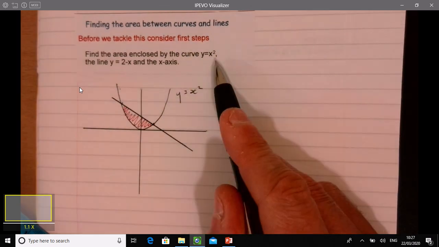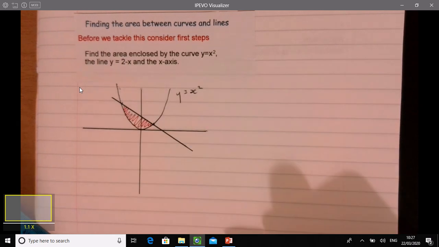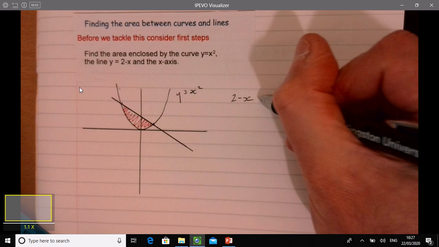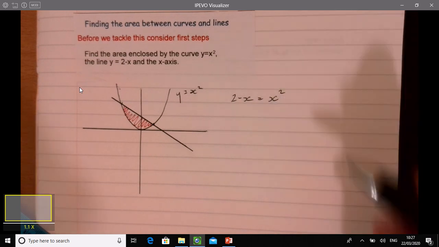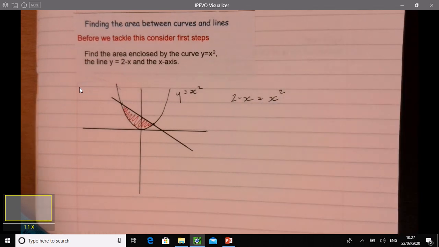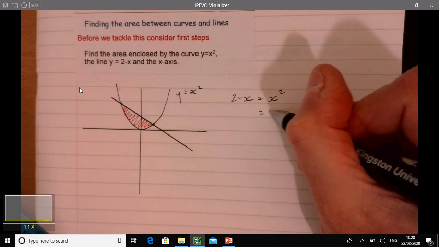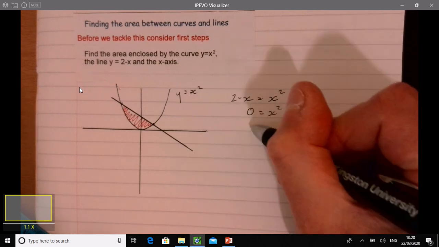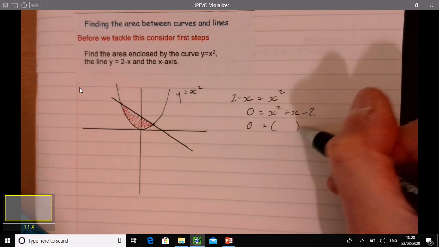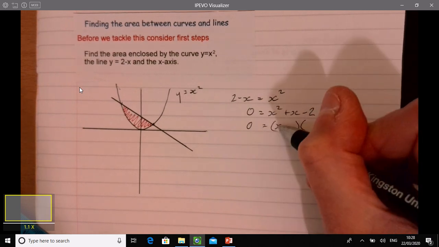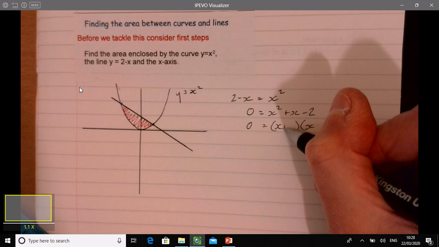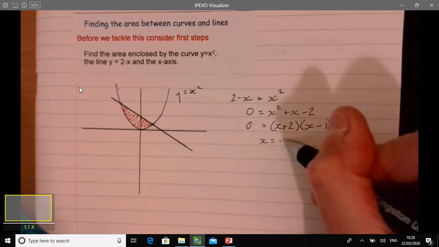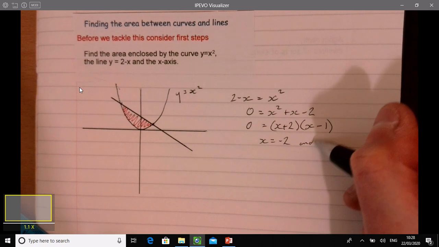Okay, so it says y equals x squared, y equals 2 minus x. So therefore, we can simply write down 2 minus x equals x squared. Okay, and just a simple quadratic, we can solve this. So set it equal to 0. And let's always try and have a look, see if we can factorise it first. Okay, seems to work quite nicely, this one. So plus 2, minus 1. So the solutions are x equals minus 2 and 1.